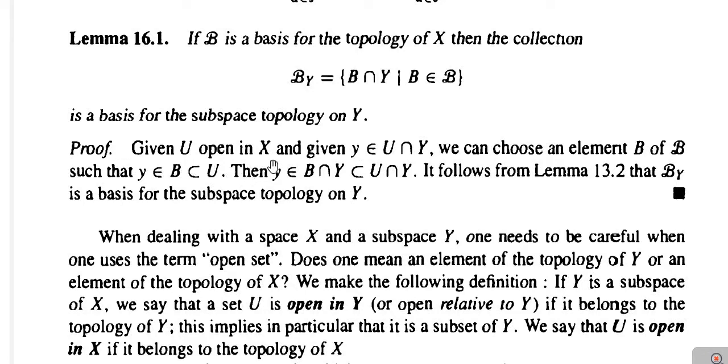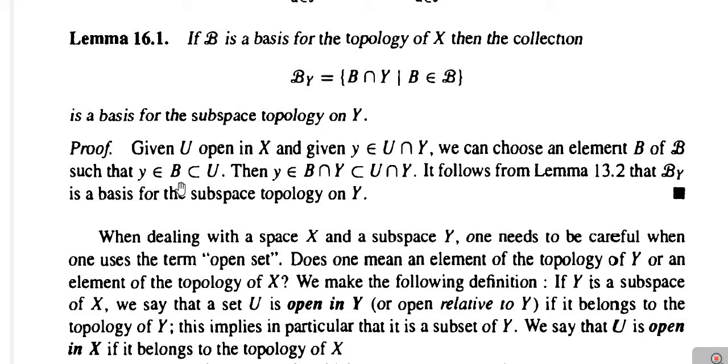Let U be an open subset of X and small y be an element of U intersection Y. We are supposing that U is an open set in X, which means that U belongs to the topology on X. And we are supposing that small y is a point in U intersection Y, where U is an open subset of X. Then we can choose an element B from the collection script B such that y belongs to the set B and B is contained in U. Now as this point y belongs to the set B and this point y also belongs to U intersection Y, it means it is in the set Y also.